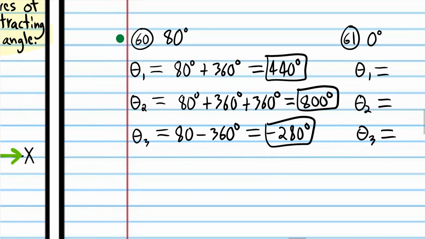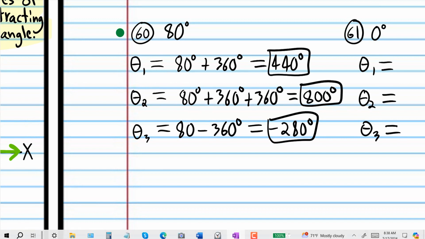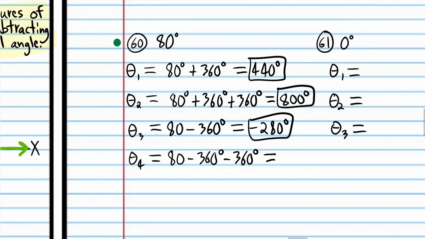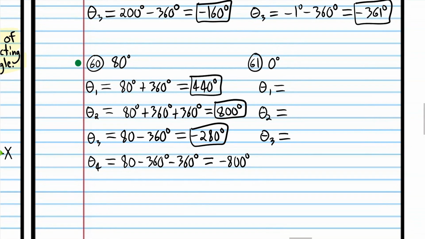But I want to show you some other possibilities, because you may have chosen to do this other ways. So we could take 80 and subtract 360 degrees and then subtract 360 degrees again, and we would get negative 800. That's also another example. We could have added 360 3 times, or so on and so forth. So you only need 3 answers. So if you got any of these answers, good.